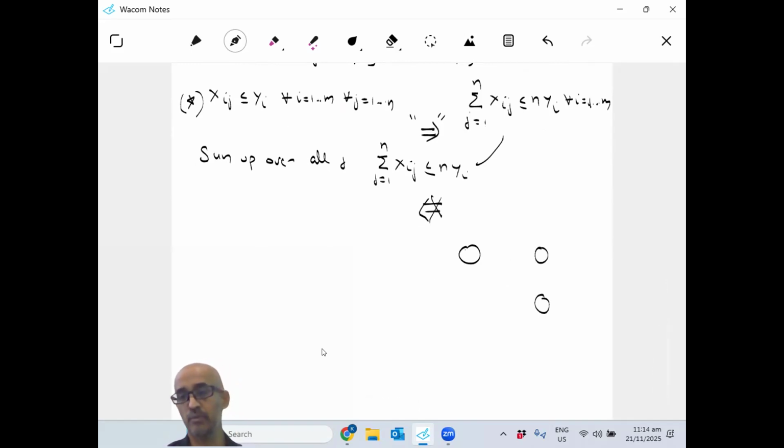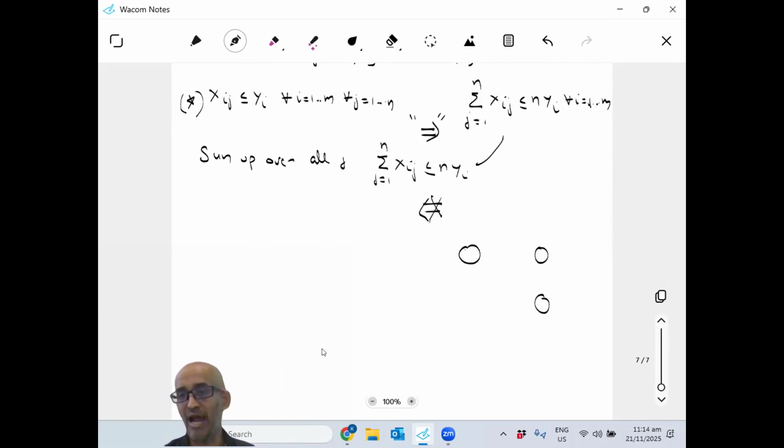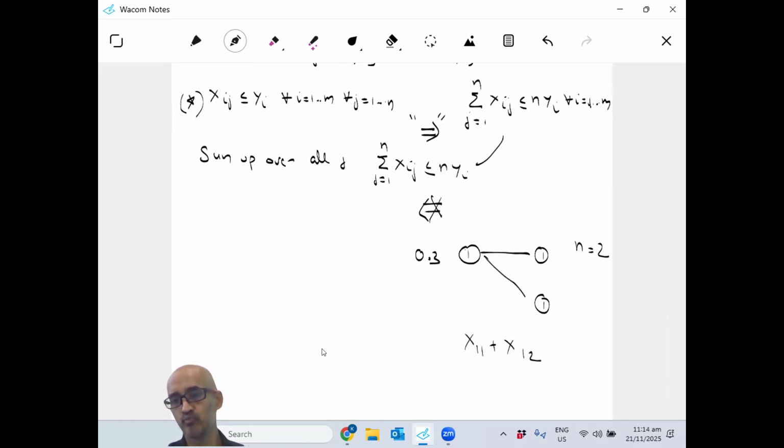Take a single facility and maybe let's just look at a part of the problem. Let's say my yi variable here was, let's say, 0.3. Okay. So what is this constraint? If n is equal to 2, what is this constraint telling me? This constraint is telling me x 1,1 plus x 1,2 should be less than or equal to 2 times y2. Suppose y2 is, let's say, 0.3. Okay, so this is 0.6.